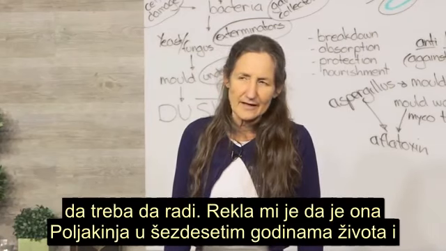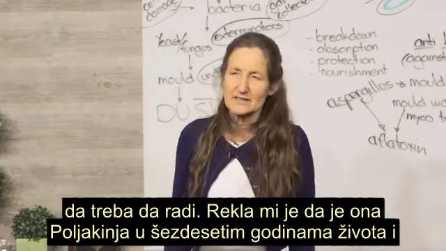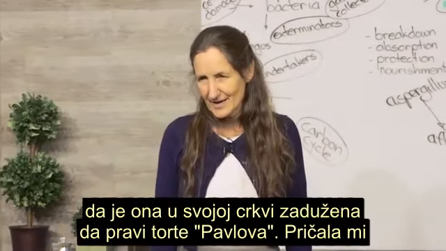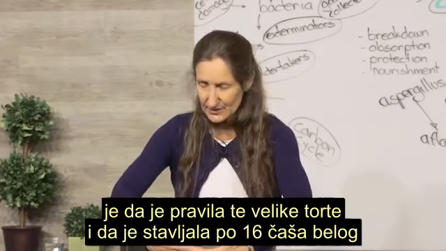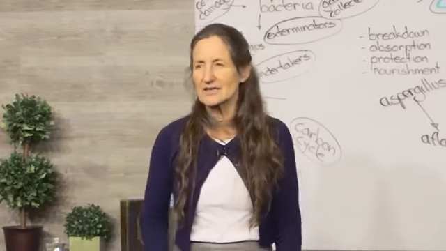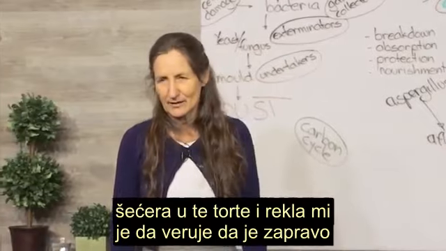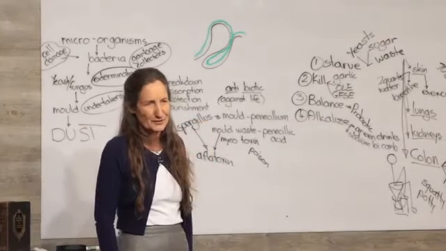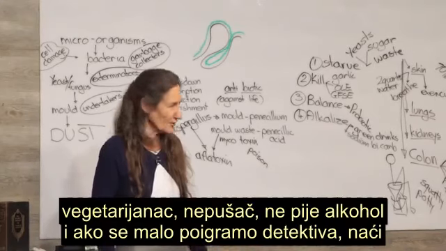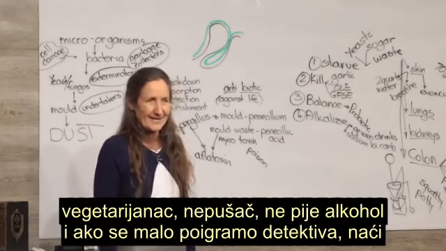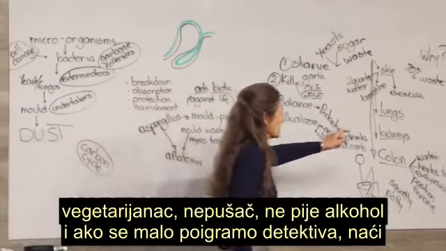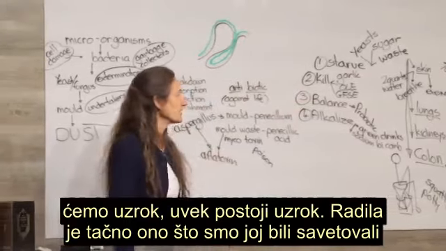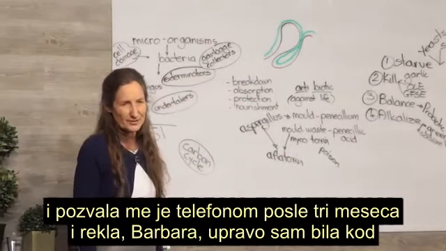And she told me that she's Polish. She's mid-60s. She said that at her church, she's the pavlova maker. And she said, "I used to make pavlovas about this size, and I would put 16 cups of white sugar into those pavlovas. I believe that I was feeding my cancer with the sugar." Because she's a vegetarian, not a smoker, not a drinker. But you see, you put the detective hat on and you will find out there is always a cause. She did exactly what we advised her to do.